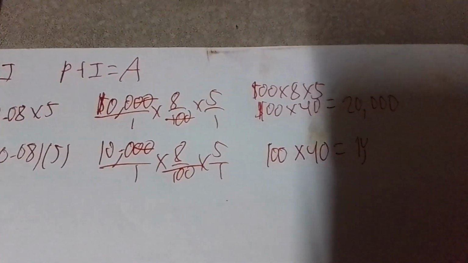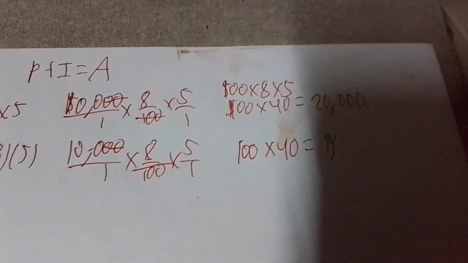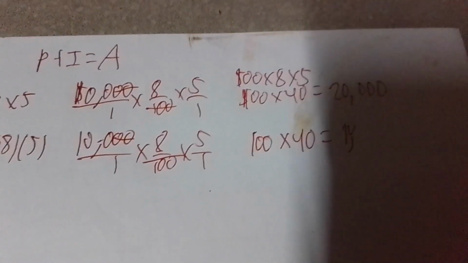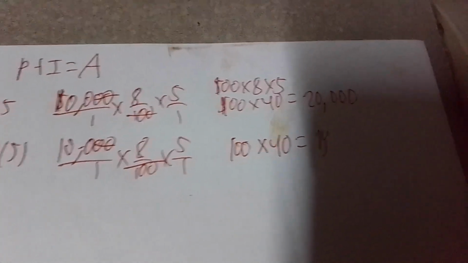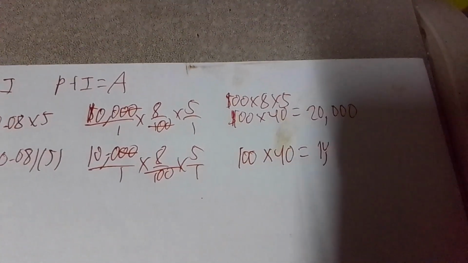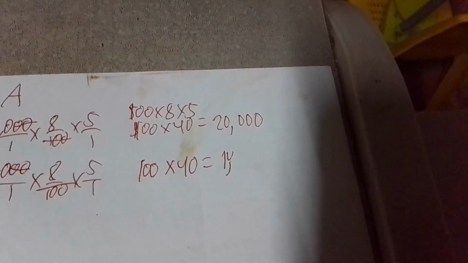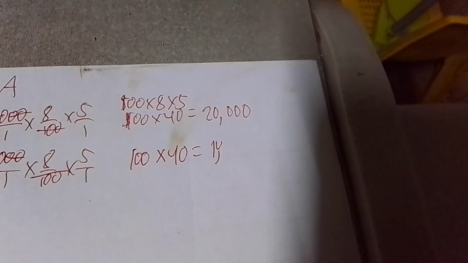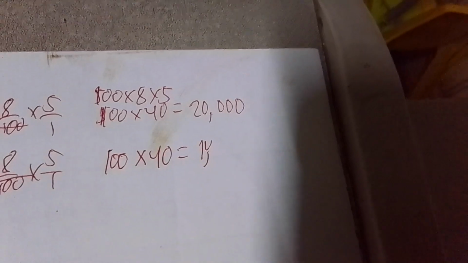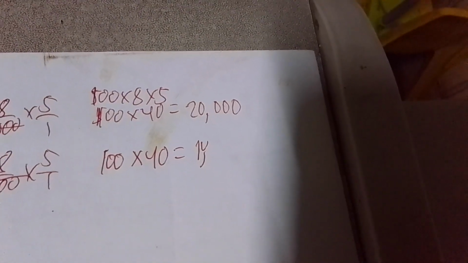Remember, this is what will happen. We have 10,000, and then we divide by 100. That 100 cancels, and the other part becomes 40. So 100 times 40 becomes 100 times 4, which is 400. Actually, correction, it's 4,000. So 4,000 is our I. Our I is equivalent to 4,000 pesos.